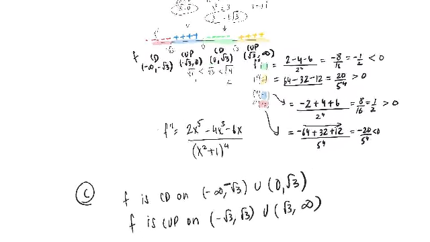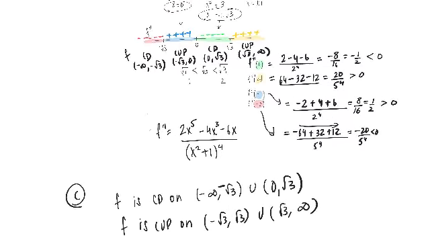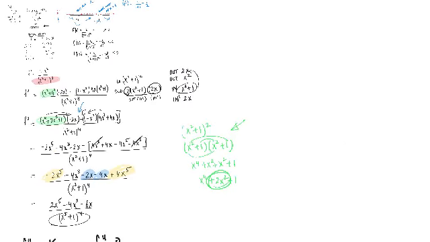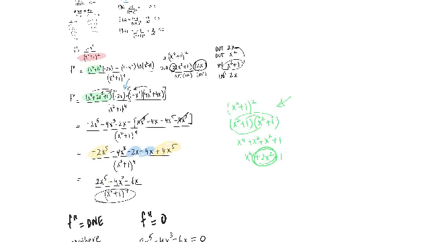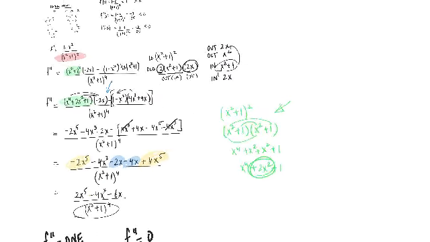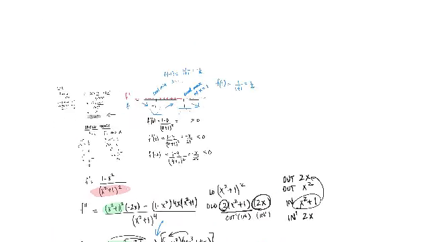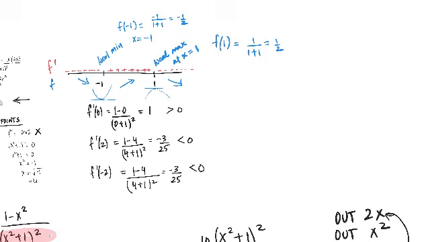So I think we've done everything, intervals of increase and decrease, and intervals of concavity and local maxima and minima. So hopefully that was helpful. I'd like to end by just making a quick comment about what we call the second derivative test for local maxima and minima, right?